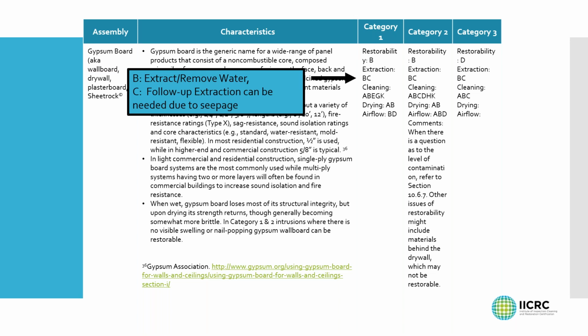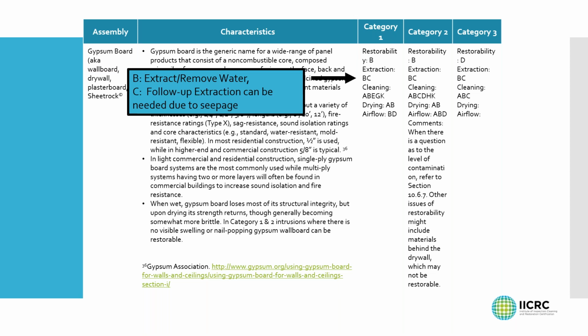Now, what do I have to do for extraction? Well, B and C are the two that come up if you go to the chart. B says that we can extract and remove water, and then C says we may have to have follow-up extraction needed due to seepage. So depending on the situation, if there is water in the walls that hasn't all come out on your first extraction, you may need additional extraction on your next visit or later in that visit as well. So this lays it out very easily, and this is for every category. I'm just going through category 1 because it's the short, easy one, and that will keep us in the time frame that we have to be in today.